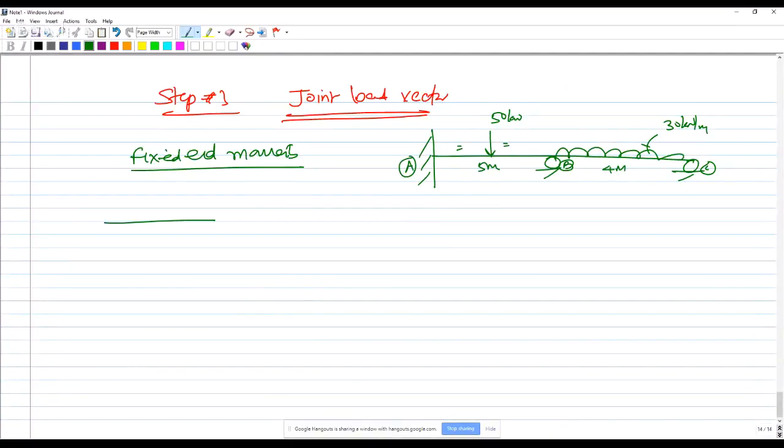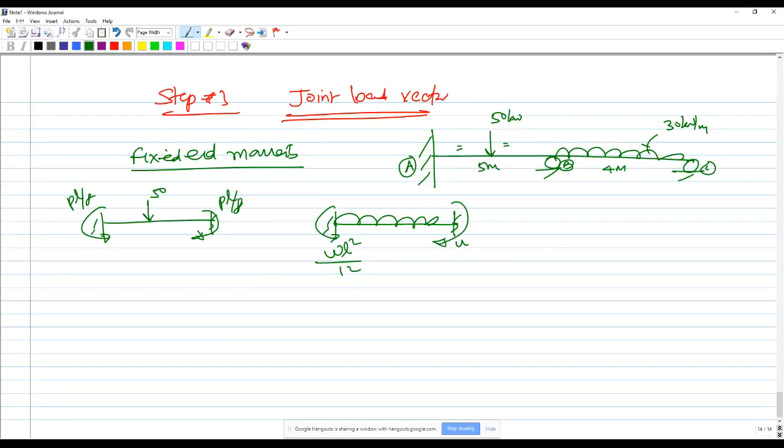Let's now draw AB separately and BC separately. So for the central concentrated load, the moments are going to be PL by 8. Please note down the sign convention. Here is the UDL. Therefore, this is going to be WL square by 12. So let us fill up these values.